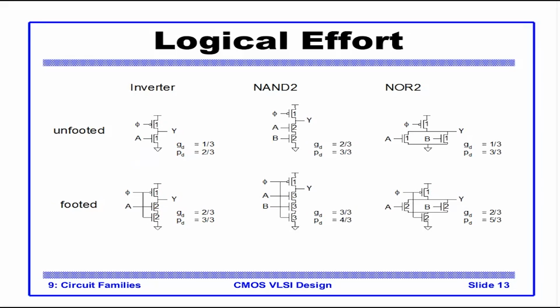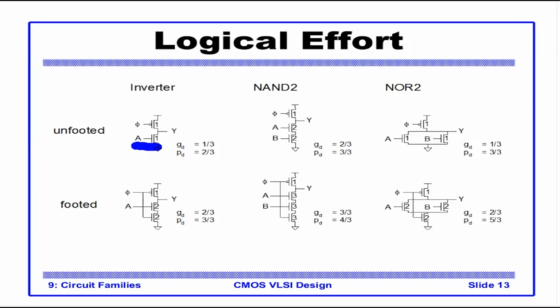Again, I'll repeat. A here sees the capacitance of 1C because of this NMOS. A corresponding unit CMOS inverter sees a value of 3C, 2C coming from the PMOS. So G for domino becomes 1 divided by 3. Similarly, this Y sees 1C plus 1C, which is 2C. Compare it with a unit inverter which has an output cap of 3C. So P for domino becomes 2 by 3.